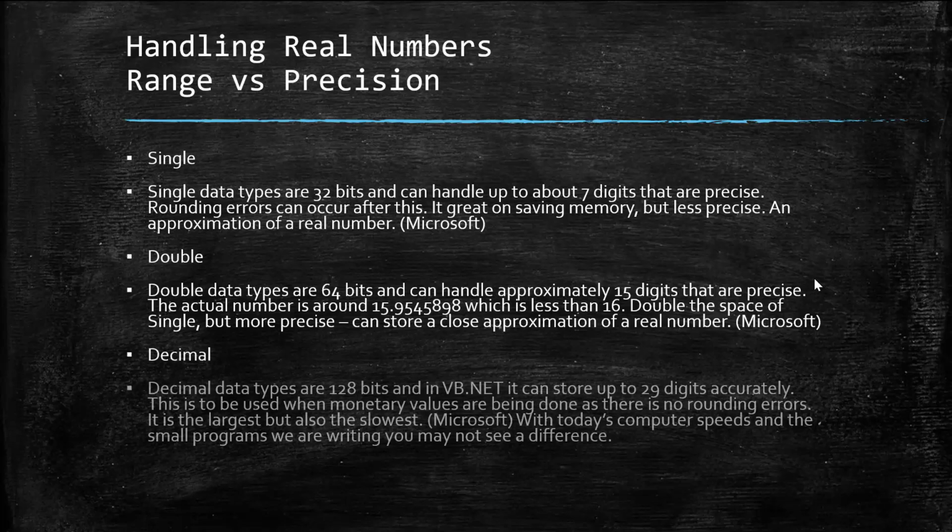Then we have decimal. These are the largest, 128 bits, and in VB.NET it can store up to 29 digits accurately. This is to be used when monetary values, meaning you're dealing with money, are involved, as there will be no rounding errors. It is the largest, but also the slowest. With today's computer speeds and the small programs we are writing, you may not actually see a difference at all.